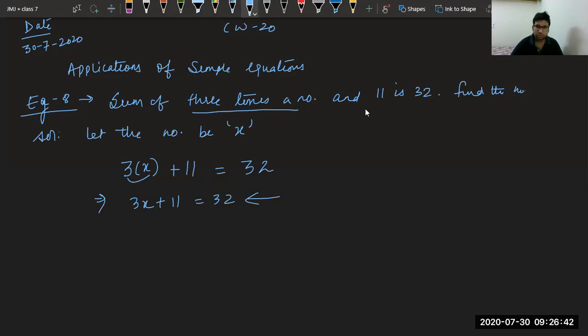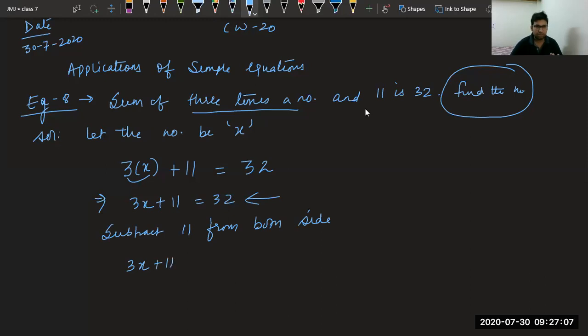Now question wants us to find the number also. So this time we have to solve further. We all know this is very easy to find. We just have to do simple method. We will subtract 11 from both sides. I am going with the inverse method now. Subtract 11 from both sides. You can try any method. Okay. So 3x plus 11 minus 11 is equal to 32 minus 11. You can transpose also. It depends on you which way you want.